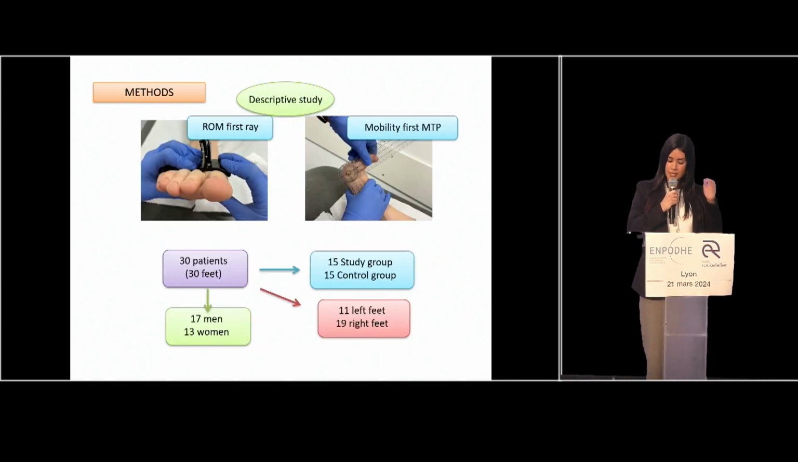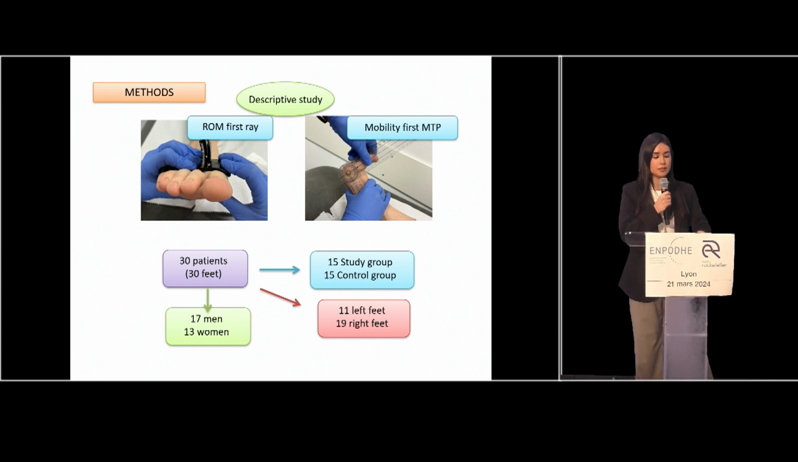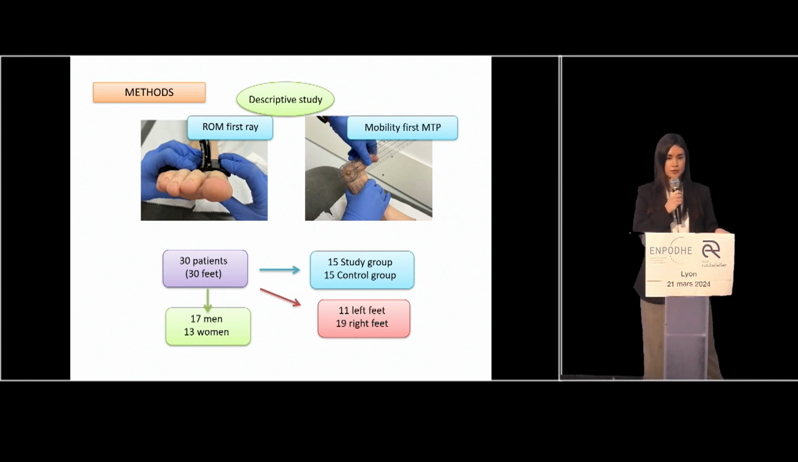This is a descriptive study that compared the range of motion of the first ray and the mobility of the first metatarsophalangeal joint in a group with Hallux limitus and a group with normal feet. Patients who participated in this study were adults who attended a private clinic. The sample consists of 30 patients or 30 feet. 15 were part of the study group and 15 were part of the control group. 11 left feet and 19 right feet were included, and there were 17 men and 13 women.